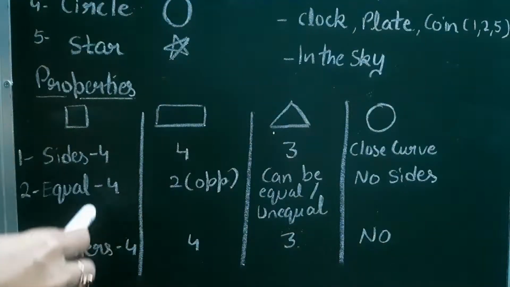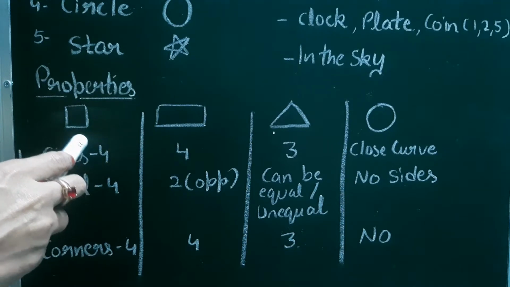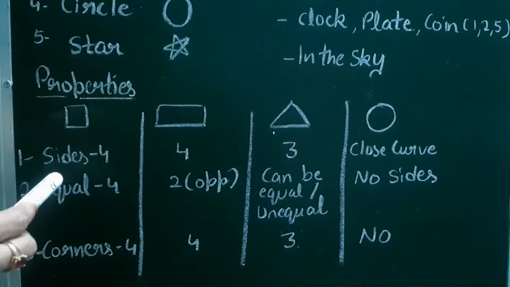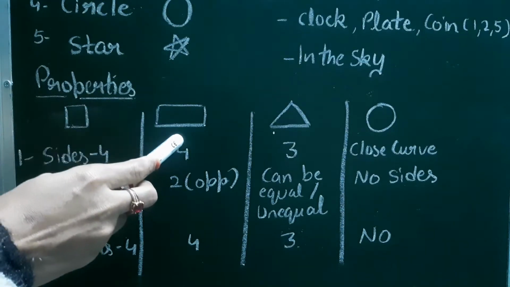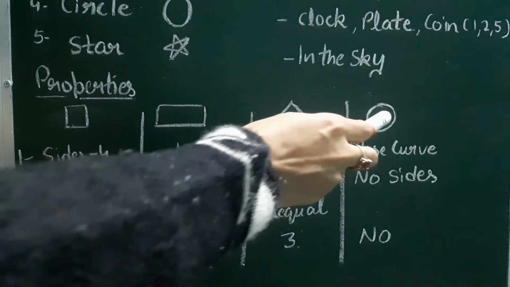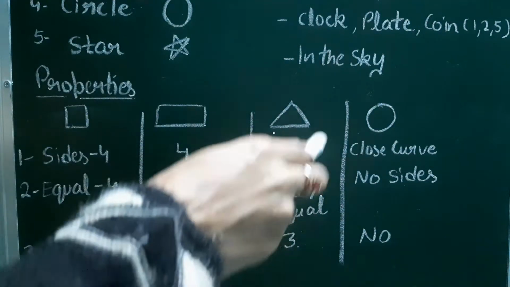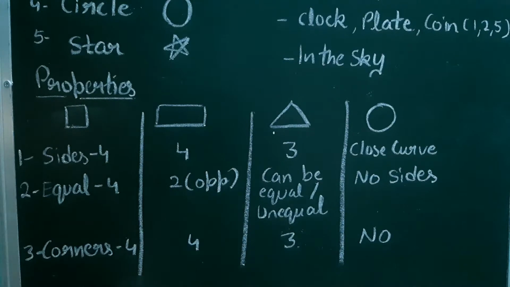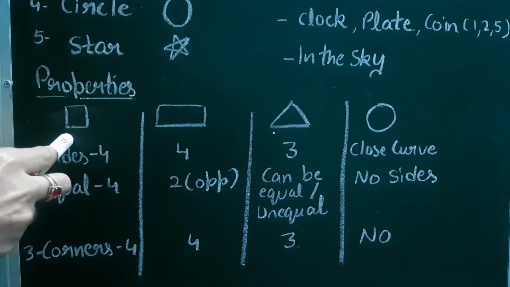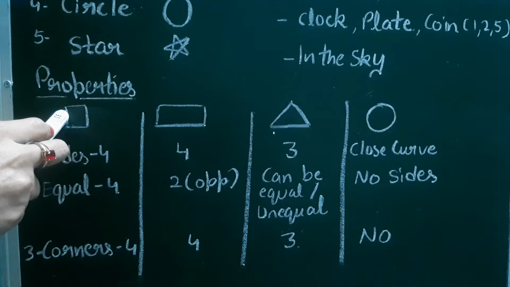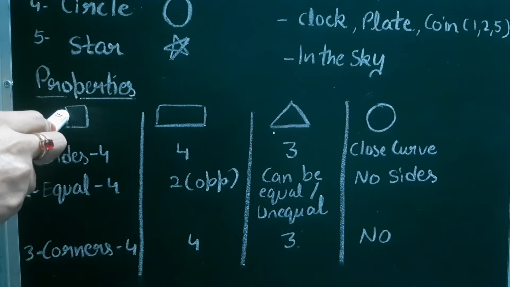Here I have made the division. Instead of writing square, rectangle, triangle, circle, I have drawn the shapes: first is a square, then a rectangle, then a triangle, and then a circle. Clear? I have divided this into 4 columns. Now the first property is sides. If anybody asks you how many sides there are in a square, there are 4 sides: 1, 2, 3, 4.